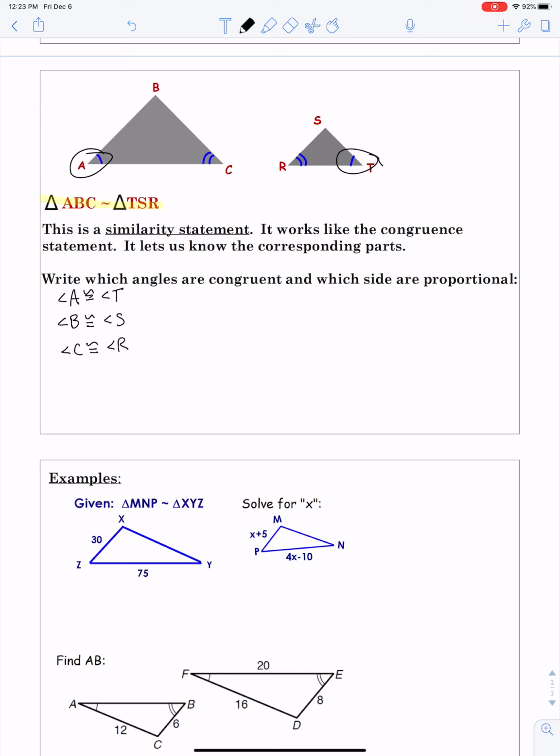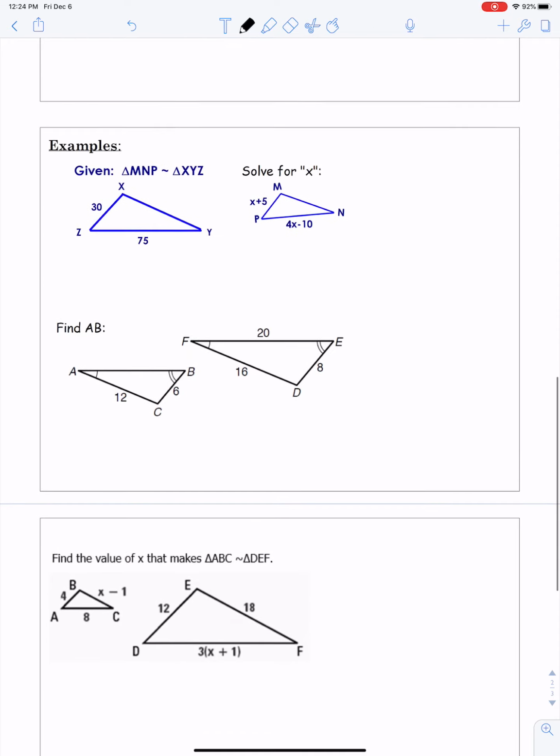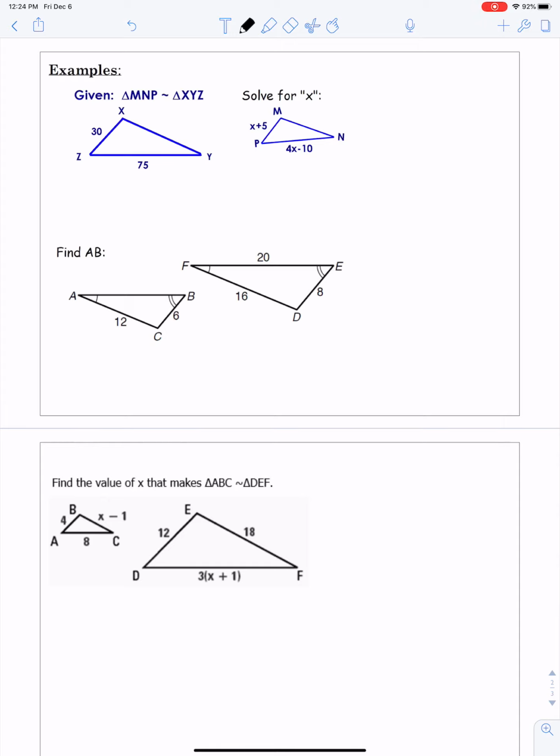So now we're going to write the corresponding sides as a ratio using a fraction. So AB would correspond to TS, BC would correspond to SR, and AC would correspond to TR. So now that we know all the sides that correspond, we would be able to plug in our information and write a proportion and solve for any missing side, which is exactly what we're going to do right down here.